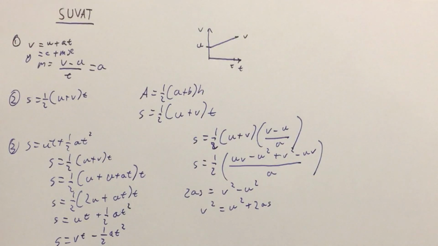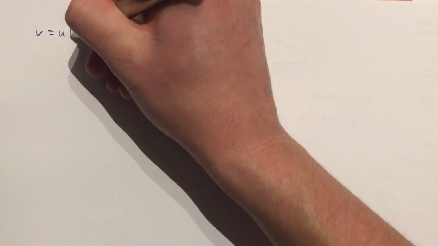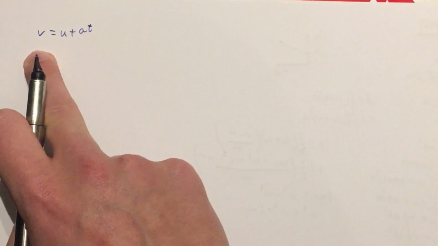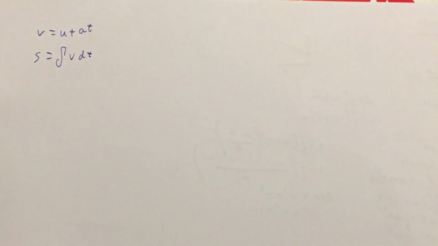Now these are all the SUVAT equations that you need to know. You can also derive these last few using calculus. I'm going to show you just how to do that now. If we take v equals u plus at, we know that the displacement travelled is going to be equal to the integral of v with respect to time. So s equals the integral of v with respect to time.